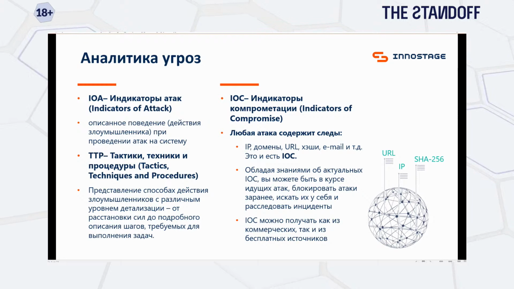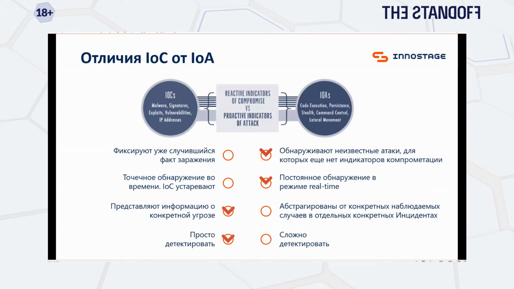Indicators of attack are the so-called behavior of the attacker while conducting the attack. This is the described set of tactics that the attackers would use when trying to exploit different systems. And the correlation rules and signatures stand for attack indicators.